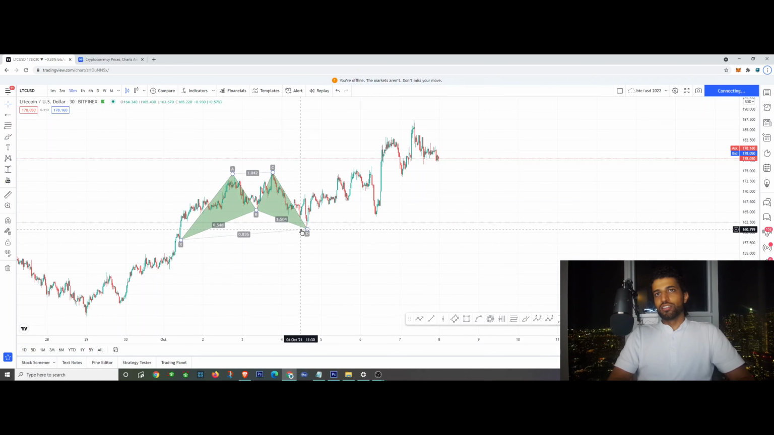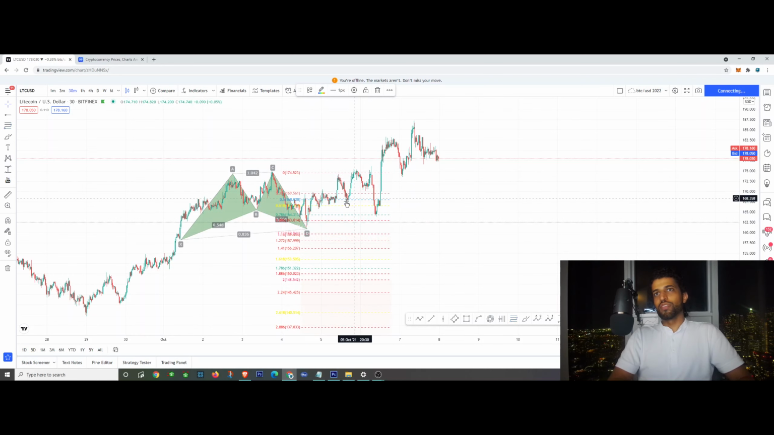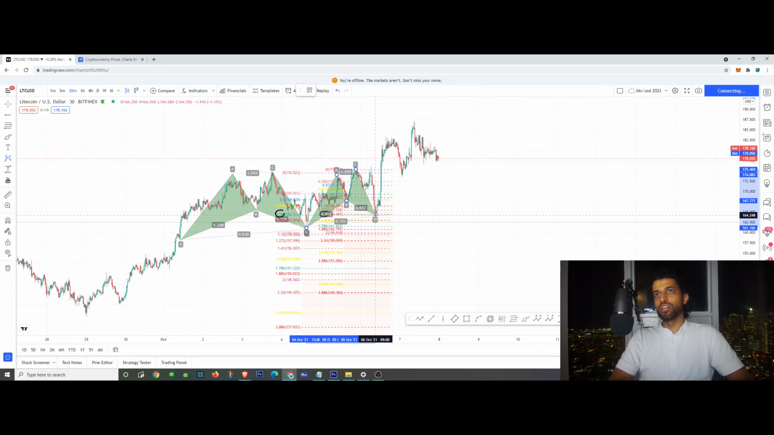Now looking at our second fractal, I'm going to take the same exact measurement from bottom to top, and I'll do the same thing to get our D point, just like that. And looking at our fib levels, we have the same exact numbers, 141 and the 786. Let's go ahead and draw this out just like that.